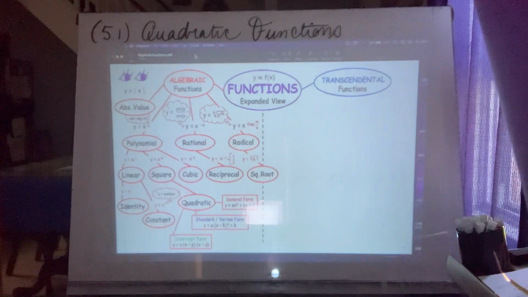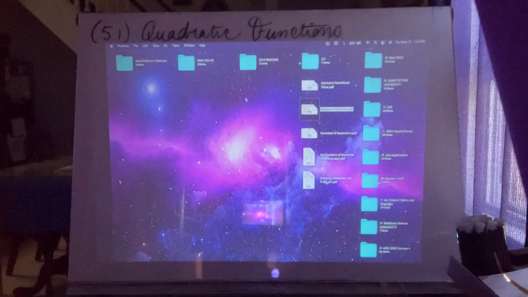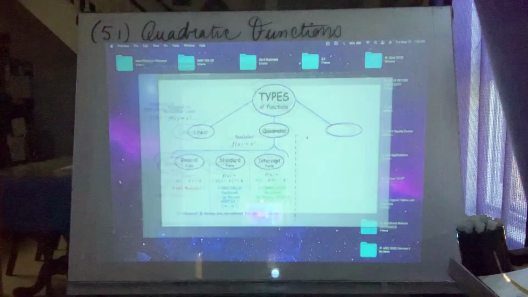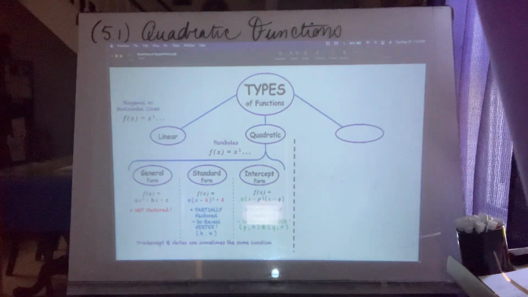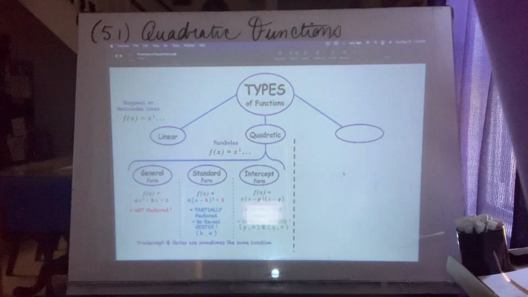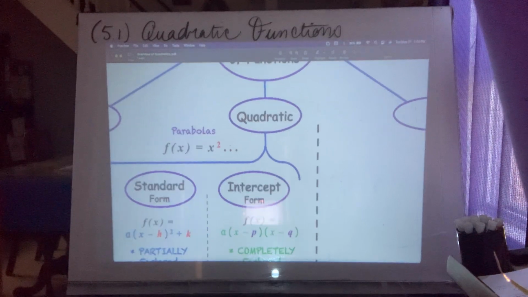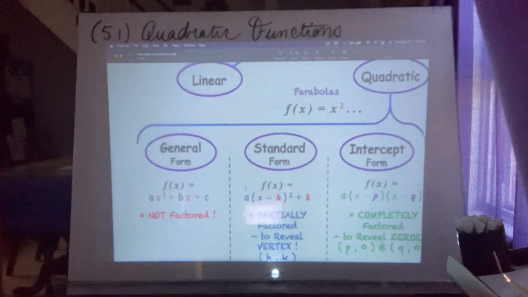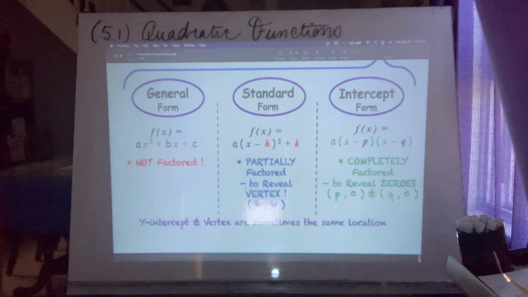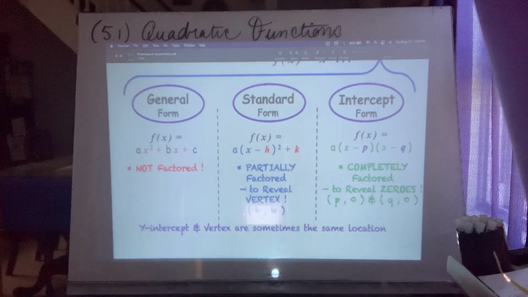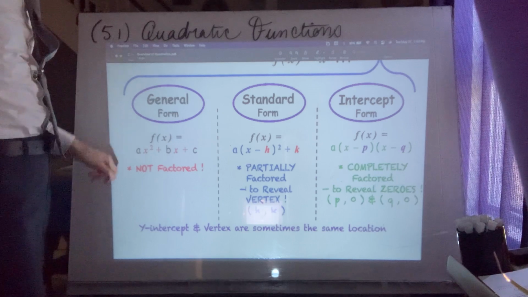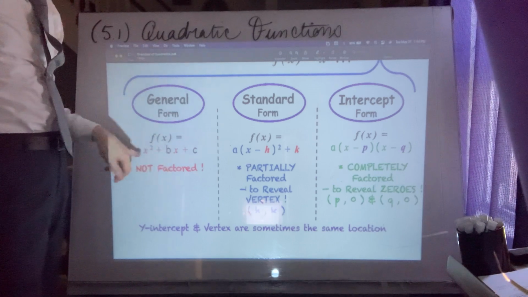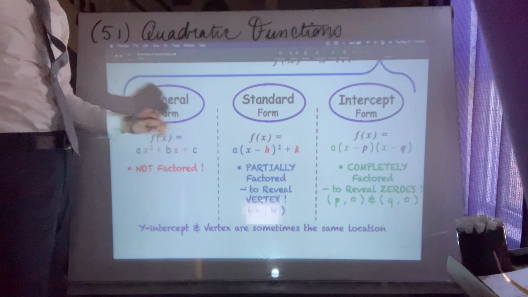Here is another slide to expand upon that, an overview of the quadratics. I'm going to zoom in on this because it's really just this portion of it that's relevant. The general form is not factored. It's most obviously a trinomial, ax squared plus bx plus c.